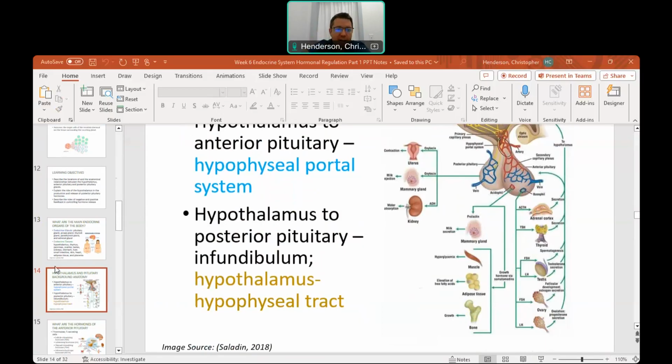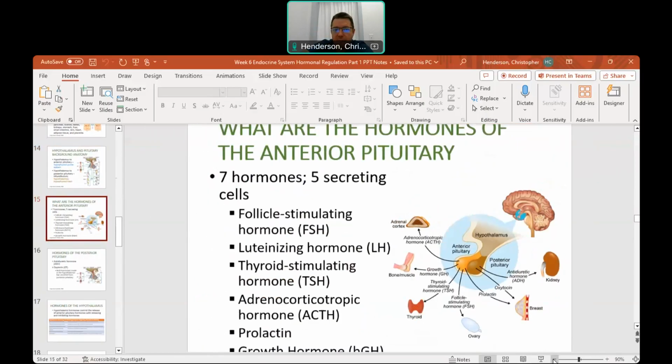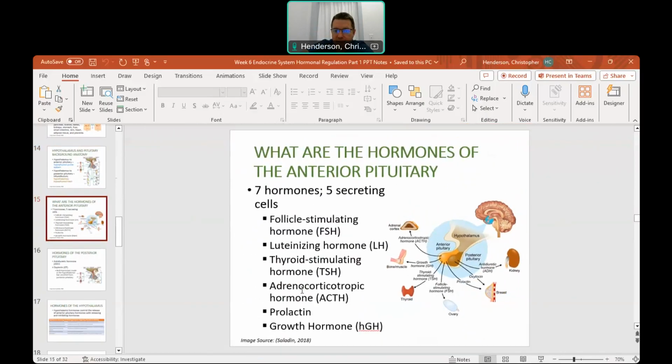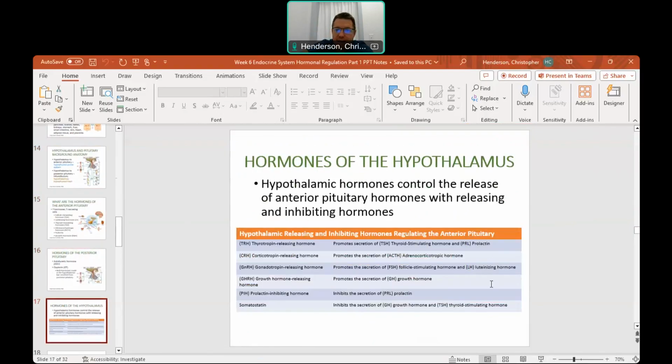Like I would draw it out like we did before. So make sure that you at least memorize your 7 anterior pituitary and then your 2 posterior pituitary hormones. And then you also memorize the hypothalamic hormones. The hypothalamic hormones are easy because they all have an R in it. They all have an R.